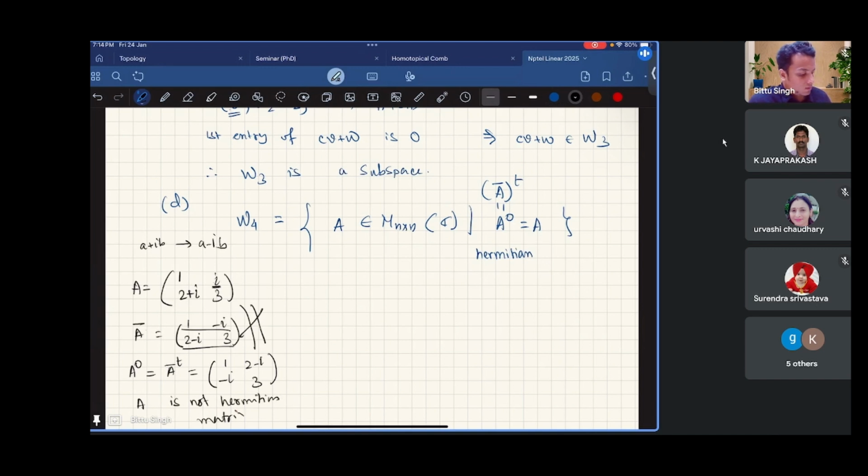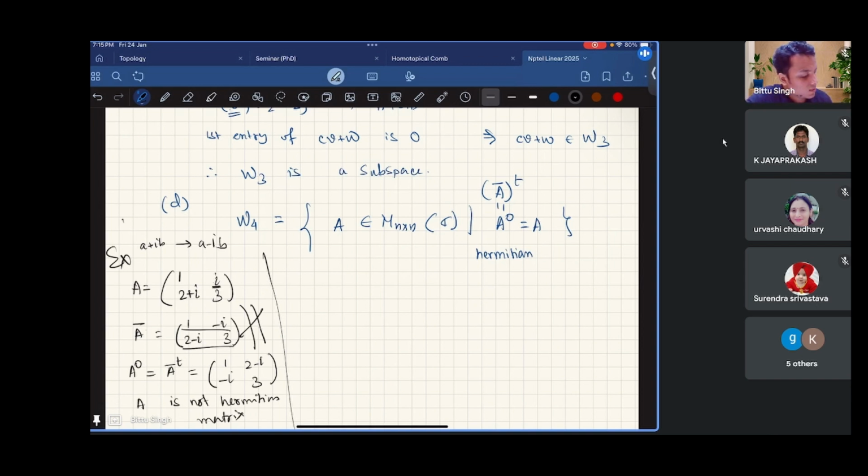This is just for example purpose. So let us solve this problem. Here you can see that W4 is of this form. We need to check if W4 is closed under scalar multiplication and addition.